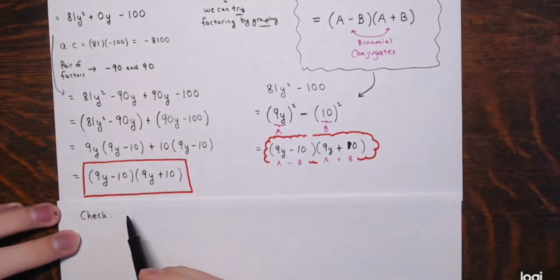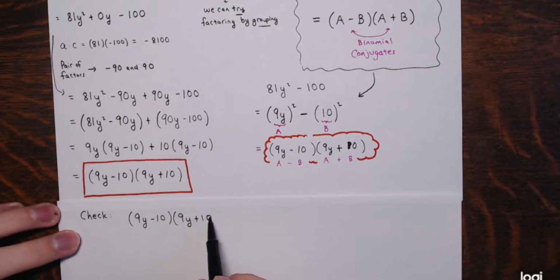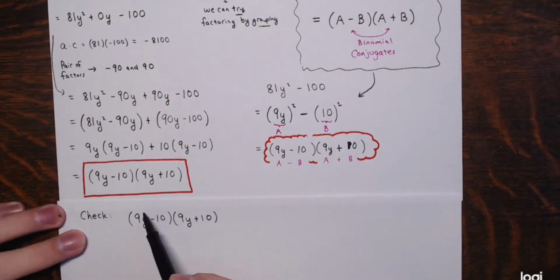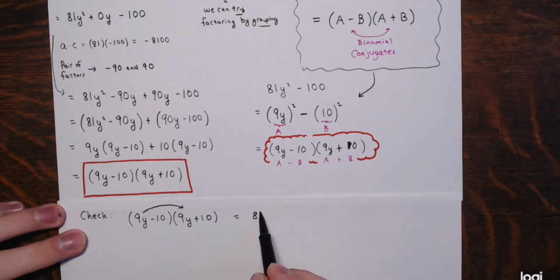Well, let's see. So I'm going to take the 9y minus 10 times the 9y plus 10, and remember how to multiply polynomials. You can only multiply two at a time, which I have here, two factors, and you take every term from one and distribute to the other factor, and then combine like terms after. So first I'll distribute the 9y. 9y times 9y, that's 81y squared. Then 9y times positive 10 would be positive 90y.